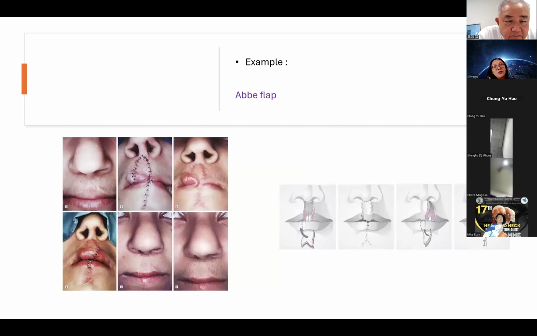And then this is an Abbe flap. Abbe flap, usually we use it for reconstructing the upper lip. And then you place the flap, you rotate it, and then you cut it. After 2-3 weeks, you divide the pedicle.